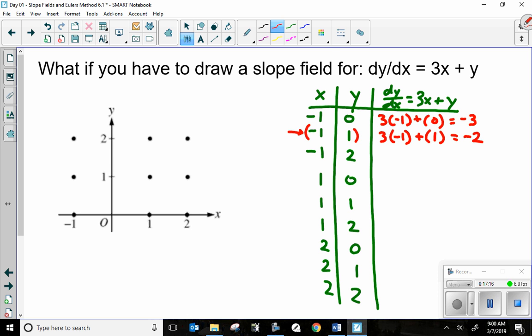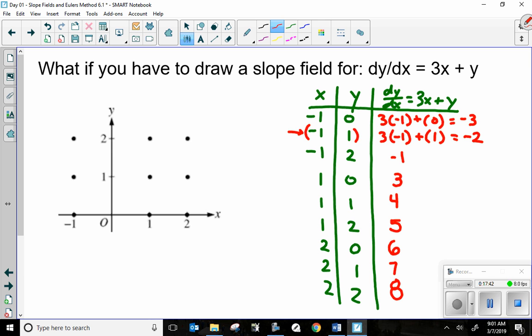Now I'm just going to go through this quickly. -3 plus 2 should be -1. Now I'm going to do the ones. If I throw in a 1 for x, it's 3 plus a y of 0. That's 3. This would be 4. This would be 5. Now I'm going to do my 2's and their coordinates. That's going to be 6, 7, and 8.